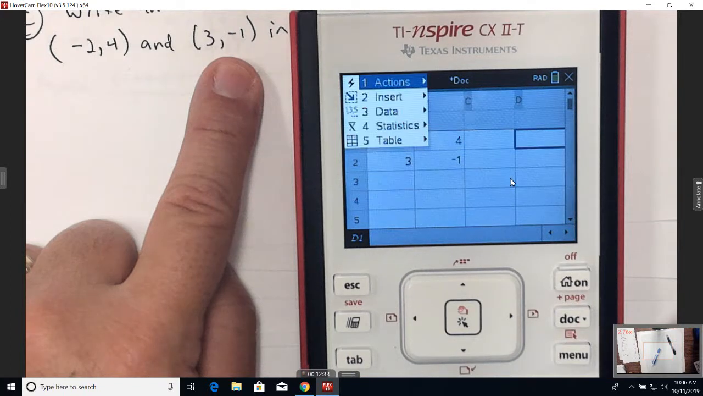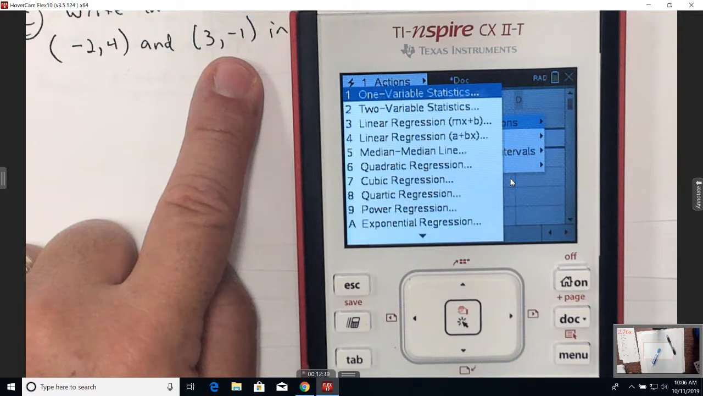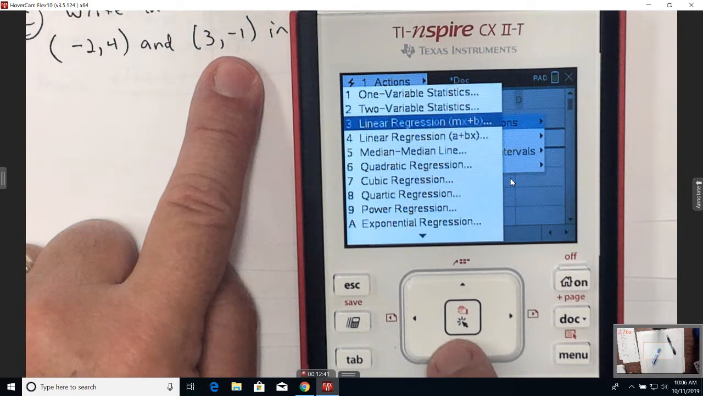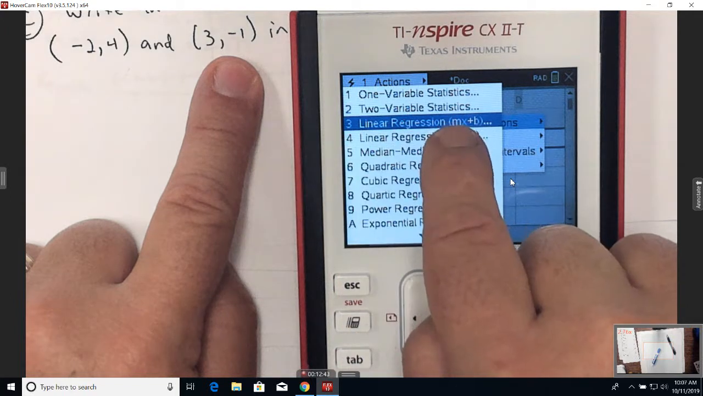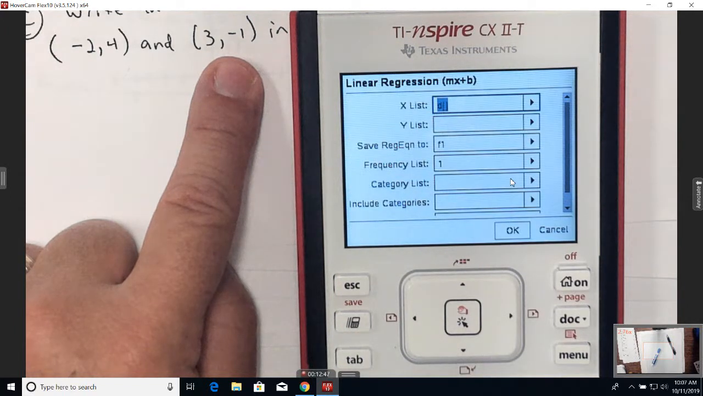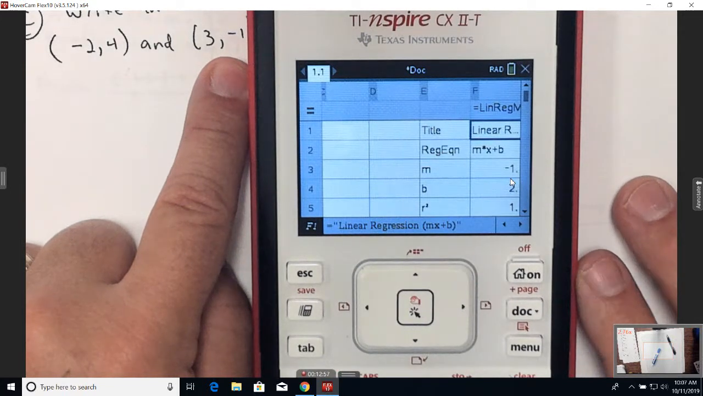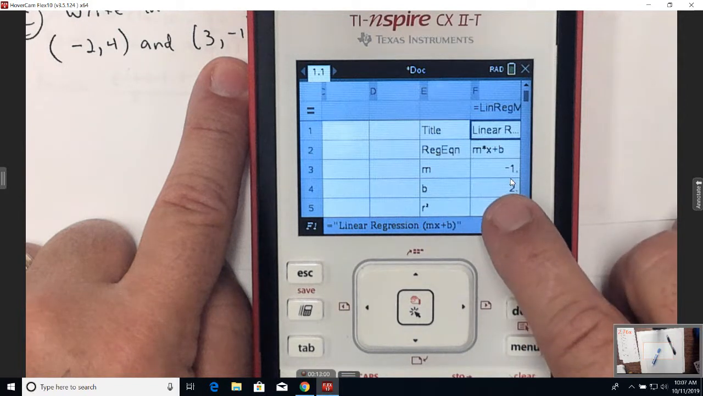Hit menu, statistics, stat calculations, and number 3, a linear regression in slope-intercept form. Enter. X is X, Y is Y. Hit tab and just enter, and there's my equation. All right, so my slope is negative 1, my y-intercept is 2.